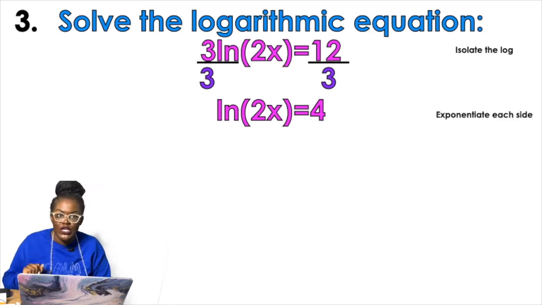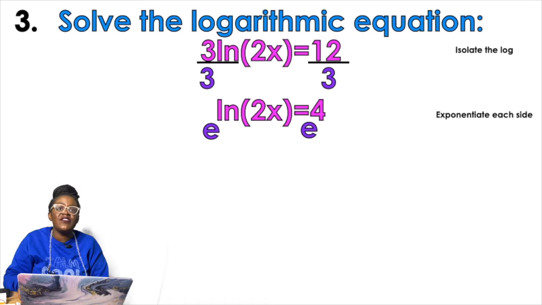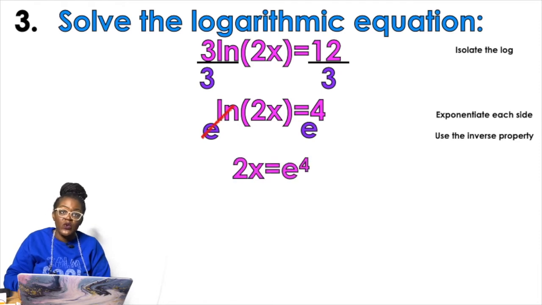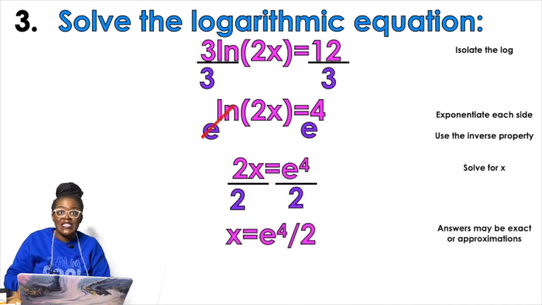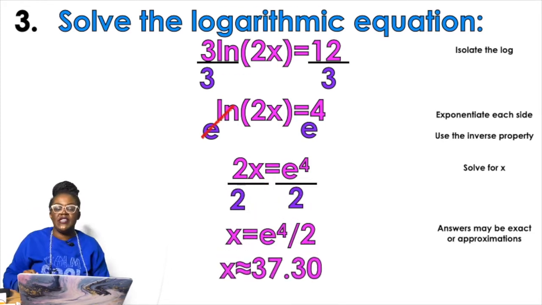What base am I going to use? Come on, people. Base e, because it's a natural log. Yes, very good. So we're going to exponentiate both sides by raising both sides to e. That allows me to cancel out using my inverse property. So I'm left with 2x equals e to the 4th power. I'm going to solve for x by dividing by 2. This is my exact answer. This is my approximate answer.